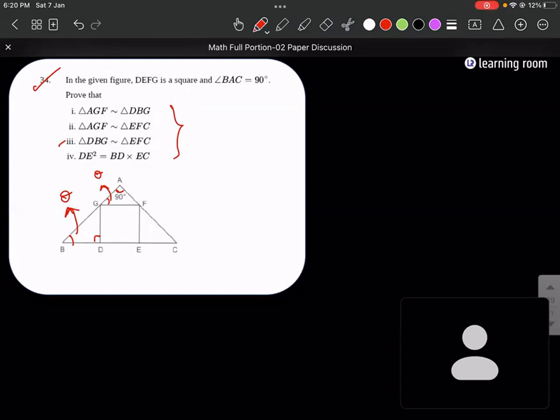I told you, from the first question, second question, all three are similar. So after that, if you use the condition for similarity, then you should get this. So which two triangles, since DE is coming? DBG and EFC. If you take this condition and draw it, you'll get the answer.